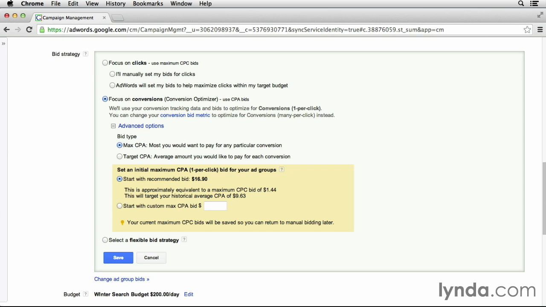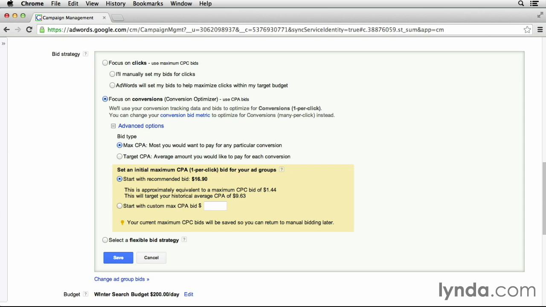We've seen how we can use the conversion and cost per conversion data to find out which of your ads, keywords, ad groups, and campaigns are making or losing you money. And we know that there are a lot of things you can do to try to optimize for profitability. And this is where Conversion Optimizer can really help.